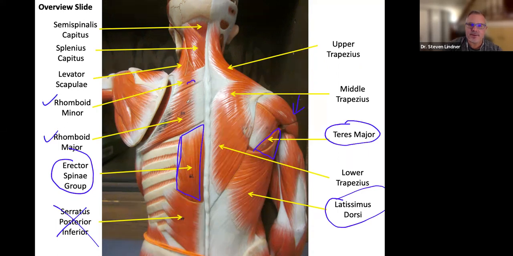Remember, minors are always above majors. This is C7 and T1 for minor, and then T2 down to T5, that's for major, for the spinous processes. And both of them attach to the vertebral border of the scapula.